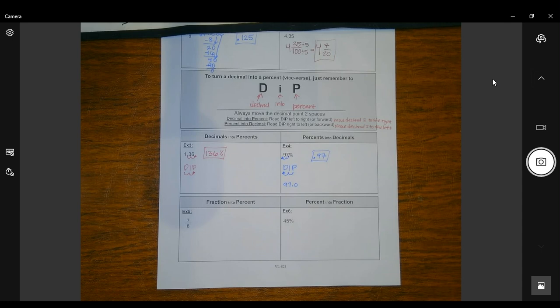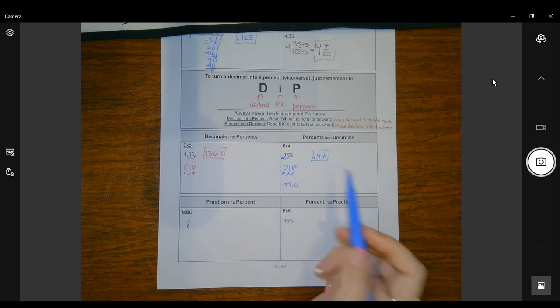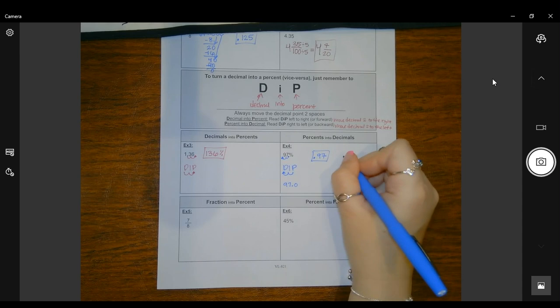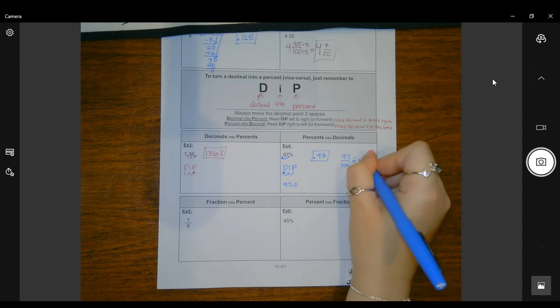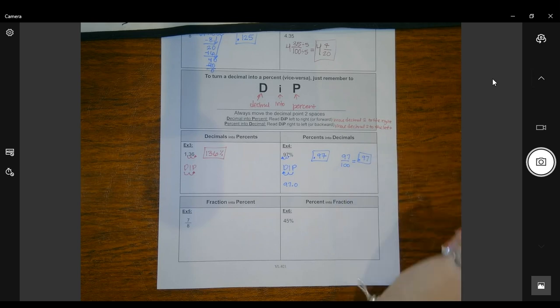And you're like, okay, I mean, sure, I'd follow the trick. Does that really work? Well, think about it. 97%, percent literally means out of 100. And what is 97 hundredths as a decimal? 0.97. So actually, yeah, it does make sense.